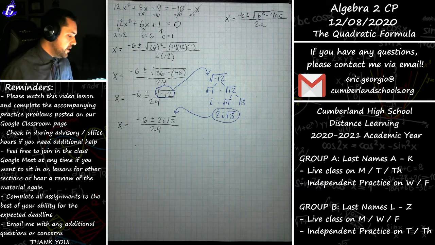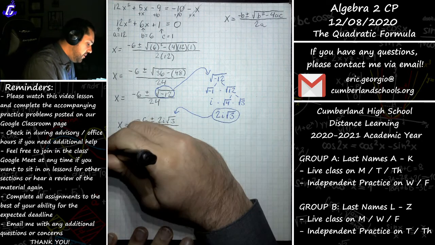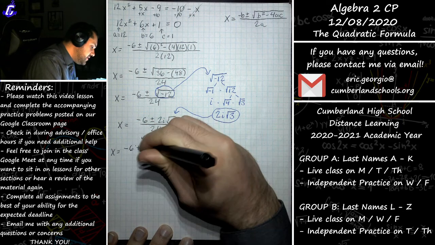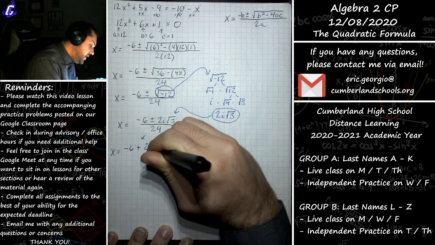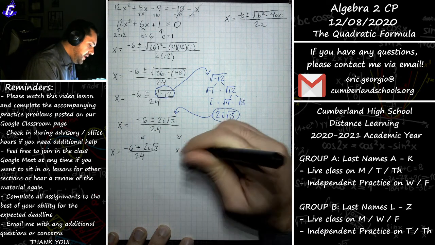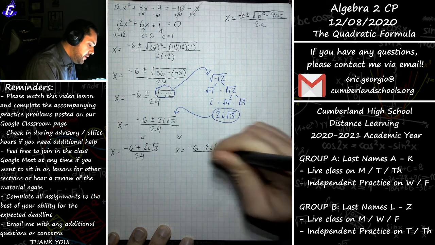All right. Going forward from here, we see that plus or minus again, so we can split our problem to say, well, x should equal negative 6 plus 2i times the square root of 3 over 24, or x could equal negative 6 minus 2i times the square root of 3 all over 24.